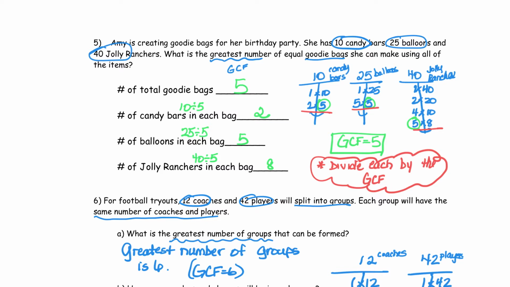One thing you might notice is that when you find the GCF in the T-charts, if you look at the number on the opposite side of whatever the GCF is, that is going to be the number that's going to answer that question for each category. So for example, for number 5, the GCF is 5. And then if you notice each category for the candy bars, how many candy bars are going to be in each bag? Well, if you have 5 goodie bags and there's 10 candy bars, you would just simply divide. And then you do that for the other 2.